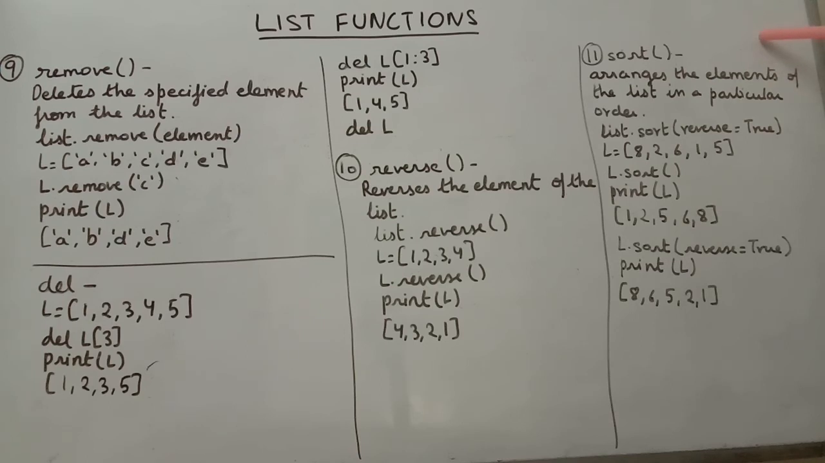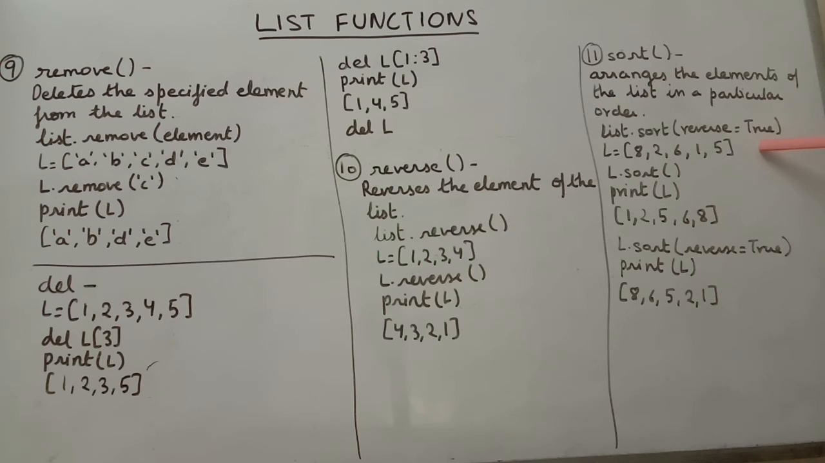The next function, in fact the last function, is the sort function. This function arranges the elements of the list in a particular order. This could be either ascending order or descending order. The syntax is list.sort, and within brackets we can specify an argument, that is reverse is equal to True. When we specify this argument, the sorting order is descending; otherwise the default order is ascending. There is one more argument to this function which specifies the criteria of sorting, but we are not discussing that argument here.